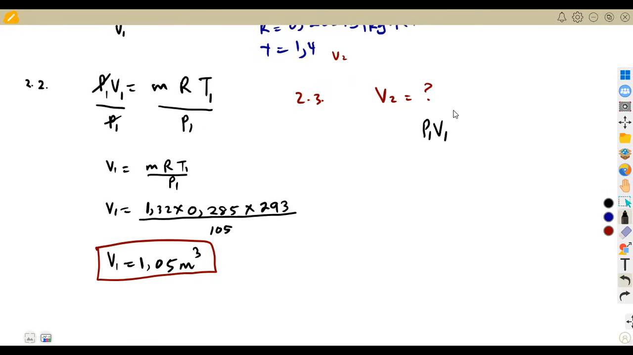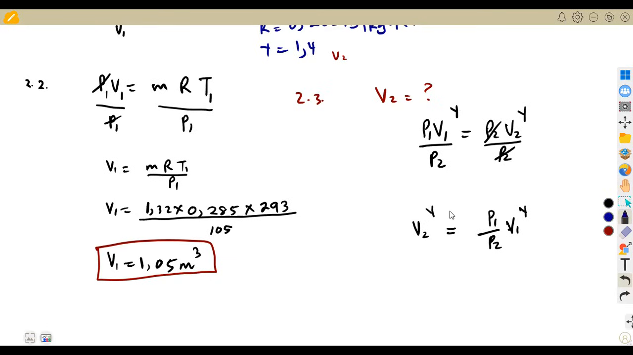So P1, V1 to the exponent of gamma is equal to P2, V2 to the exponent of gamma, and we want to calculate the value of V2. So we can just divide here by P2. That means we are going to be left with V2 to the gamma, which is the same as P1 over P2 times V1 to the exponent of gamma.